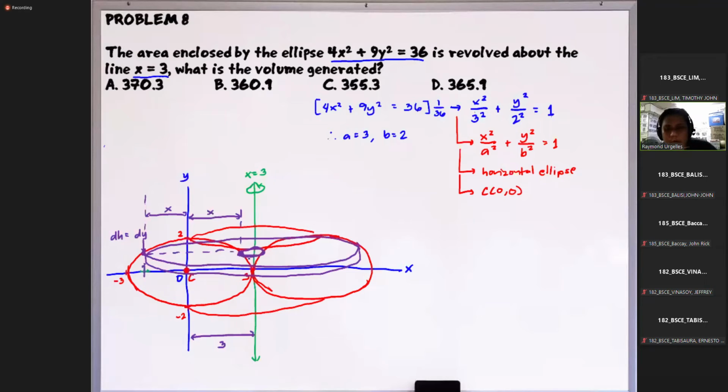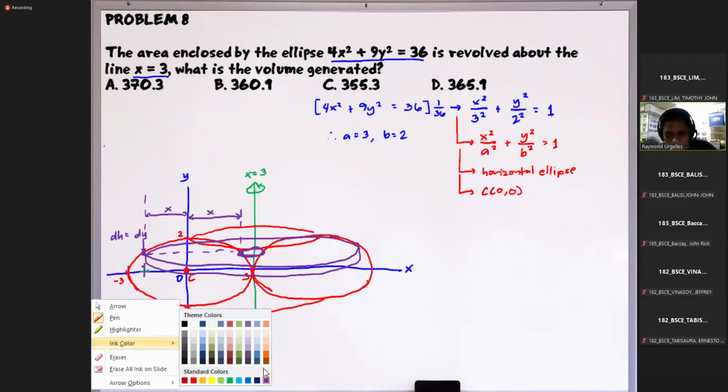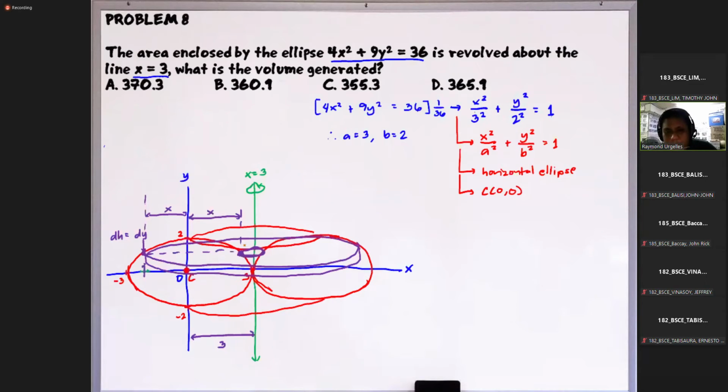So therefore, what are the radius na kailangan natin? So first, the inner radius. Okay, so ito na lang. For the inner radius of the hole, ito yan. Makikita natin that that is the same as this one. Since this is 3 units, tapos ito ay x units, alam natin that this should be 3 minus x units. Diba?